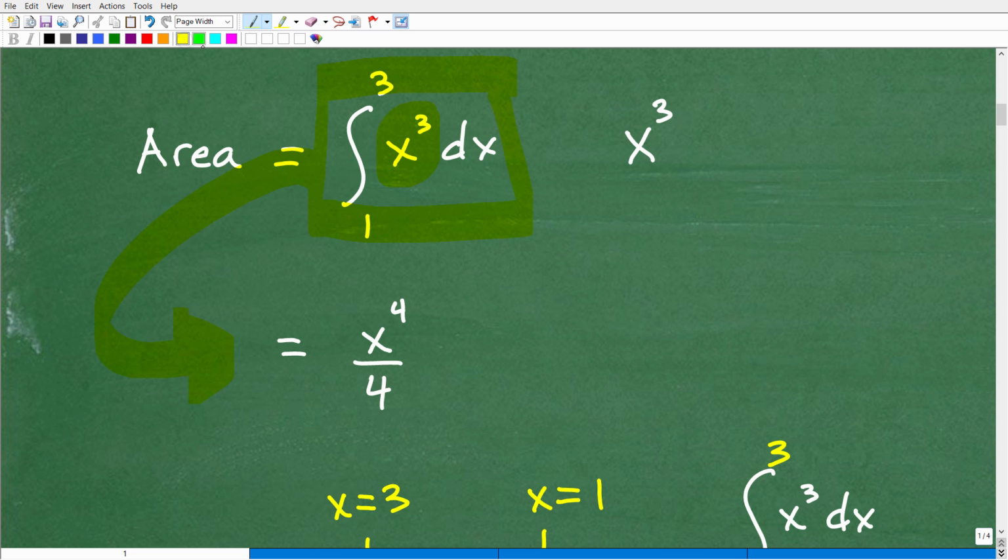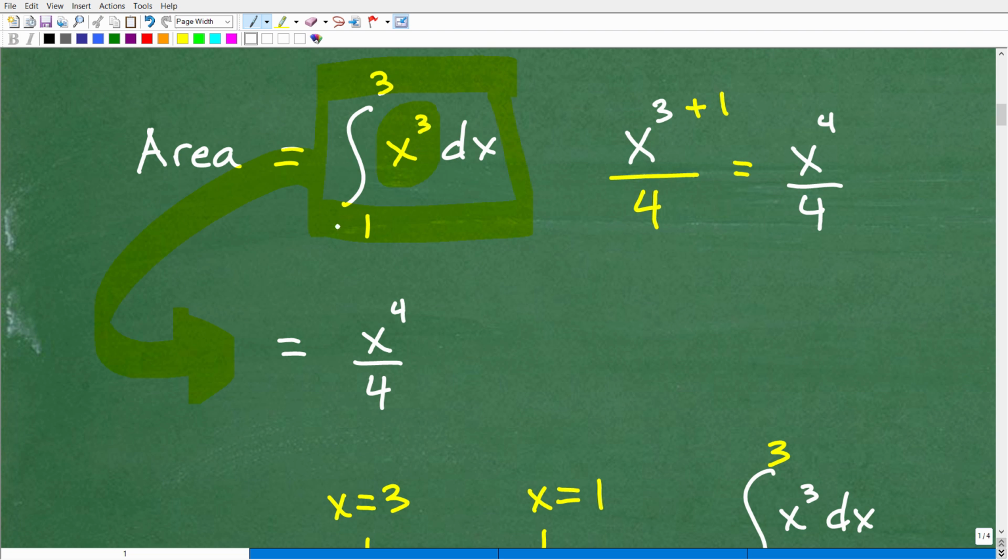It says, whatever your power is, add 1 to it. So I'm going to add 1 to it. This, of course, is going to be 3 plus 1, which is 4. Then divide this whole thing by the answer, so the answer is 4. So when I integrate this, the answer is going to be x to the 4th over 4. Let's just review this one more time.